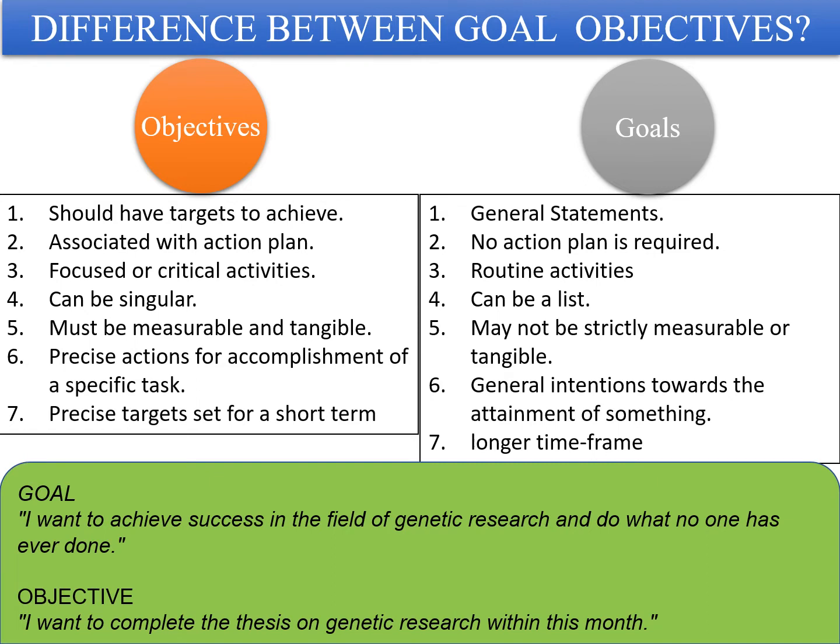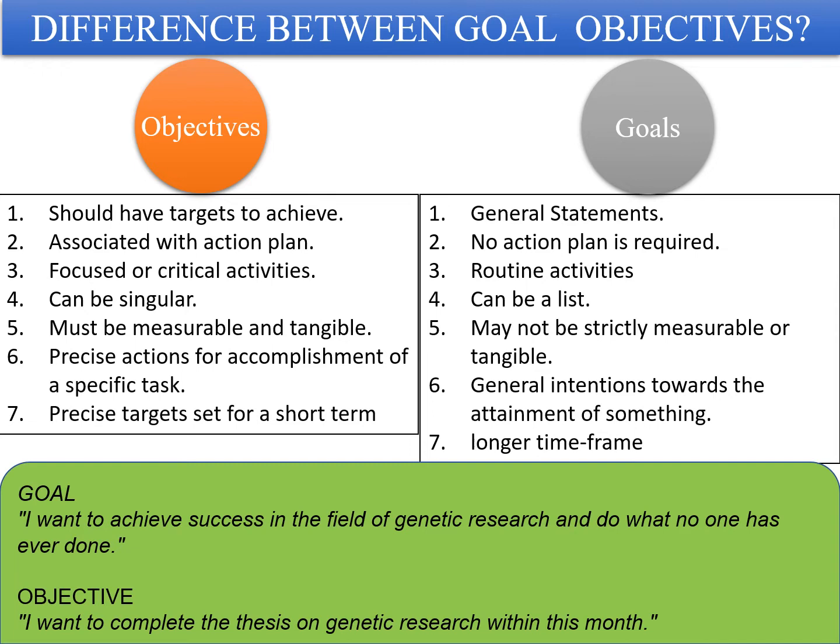Now, if you see an example: I want to achieve success in the field of genetic research and do what no one has ever done. So this is a wish list. This is my thought process. So it can be a goal in my life. But if you want to achieve this goal, then the objective has to be, I want to complete a thesis on genetic research within this month, so that at least I will be able to cover this much distance in order to reach my final destination.